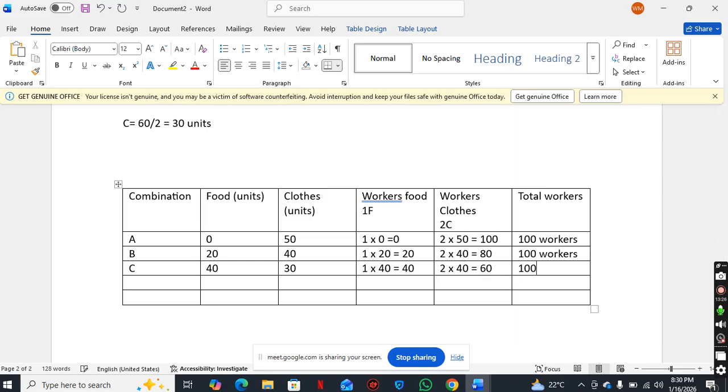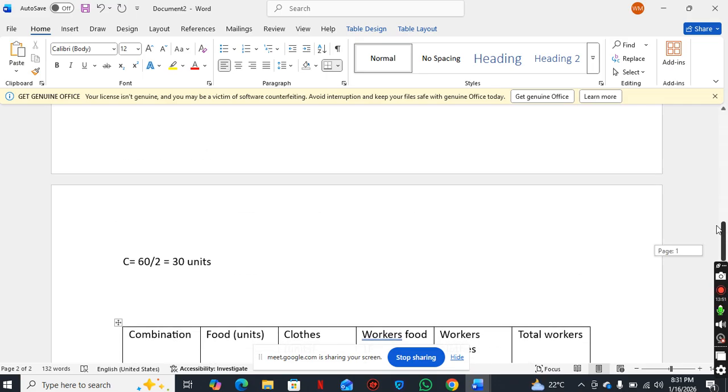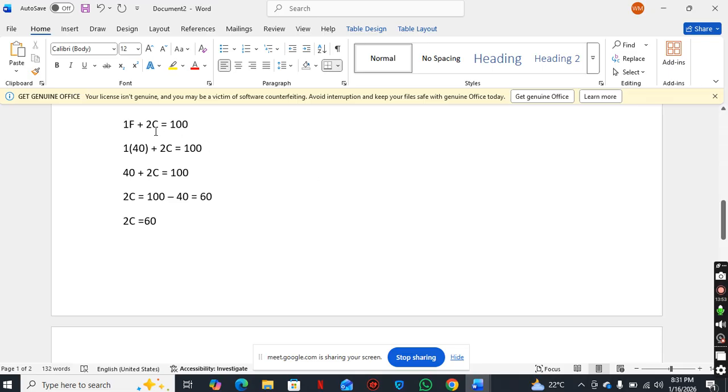You have to just make sure the total number of workers should be constant. Combination D, let's say, now I want to bump up production of clothes. I want to produce now 60 clothes. We come back to this equation here.